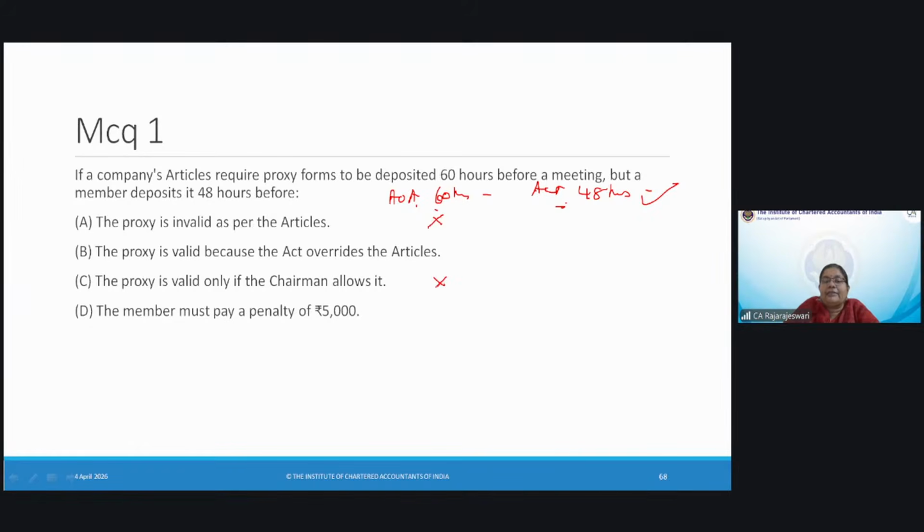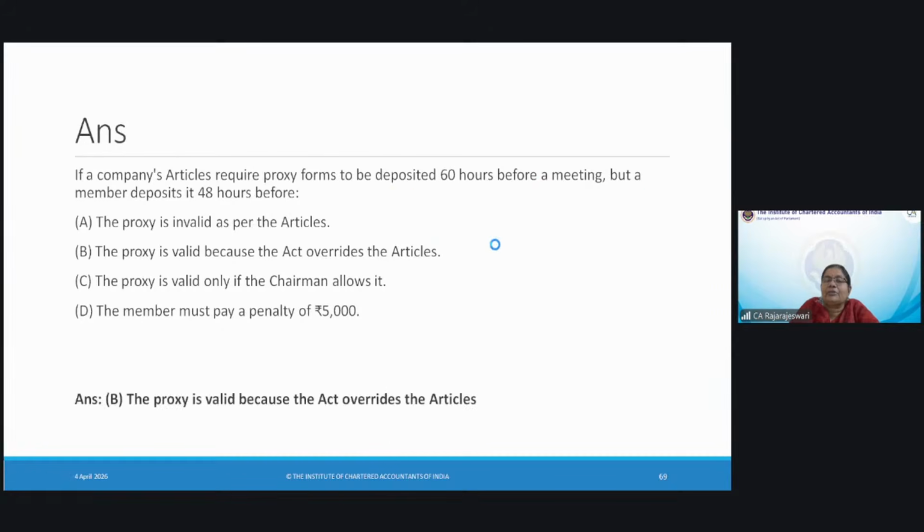So this is not the correct answer. Not only if the chairman allows it, there is no such concept. So the proxy is valid because the Act overrides the articles. Specifically for this reason, this is a peculiarity: the Act overrides the articles in deposit of proxy. So this is the answer.